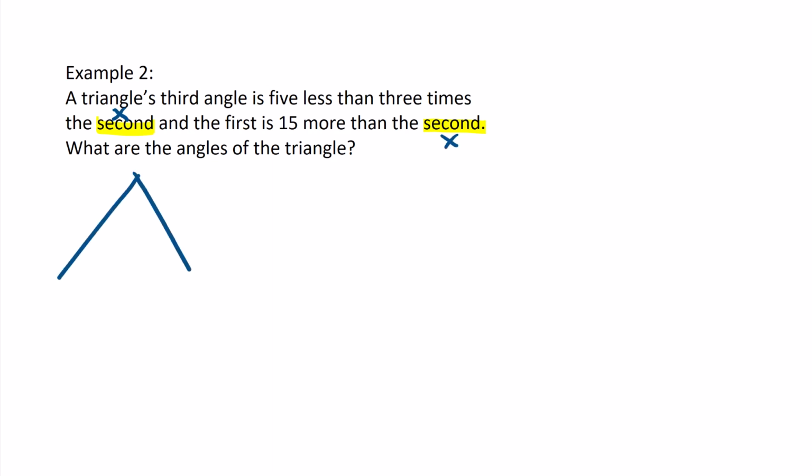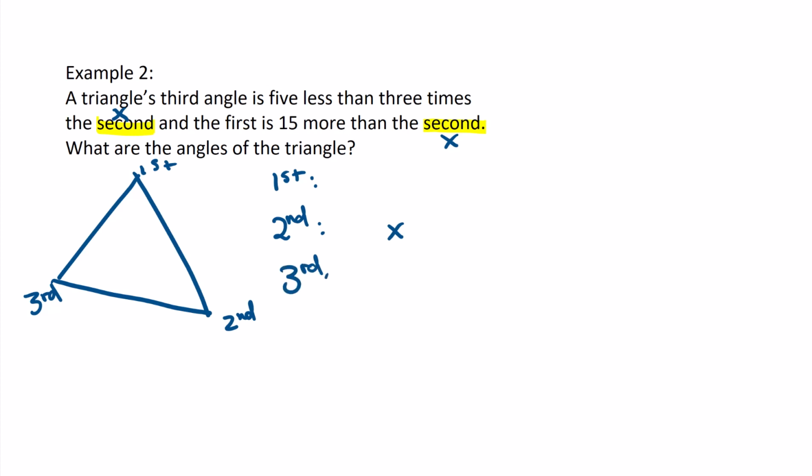I also need to draw a picture. This is once again a triangle, and I'll label first, second, and third angles. The first, we don't know yet. The second is our unknown x, and the third we need to write out as well. So it says the third angle equals 5 less than 3 times the second. So that's the third, so we could write it as 3x minus 5.